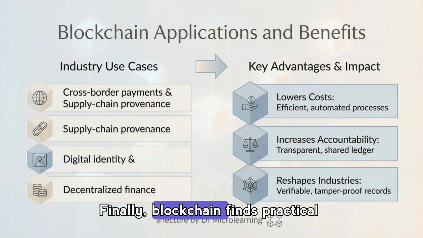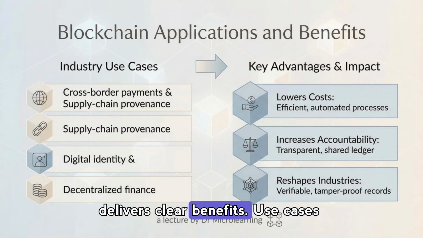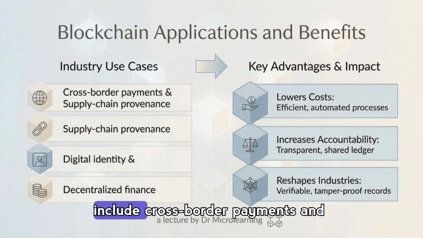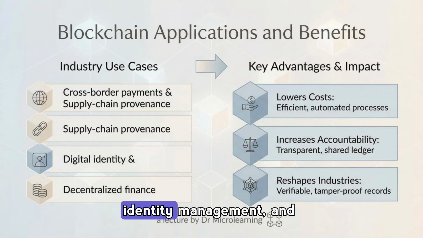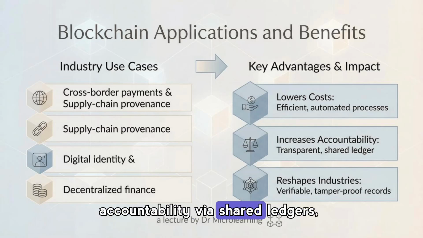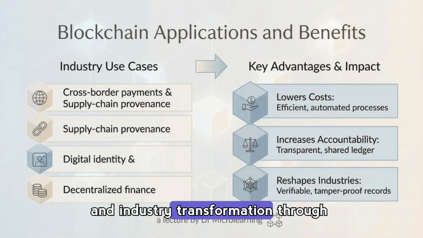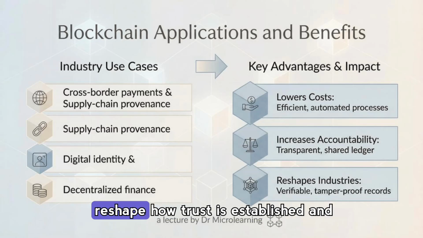Finally, blockchain finds practical applications across industries and delivers clear benefits. Use cases include cross-border payments and supply chain provenance, digital identity management, and decentralized finance, and the impact shows up as lower costs through automation, increased accountability via shared ledgers, and industry transformation through verifiable, tamper-proof records that reshape how trust is established and maintained.